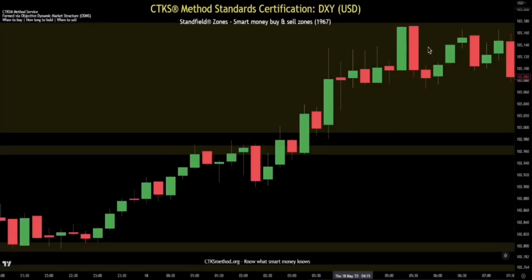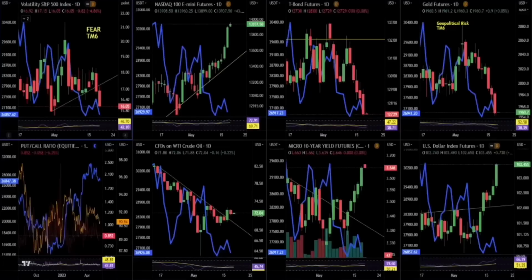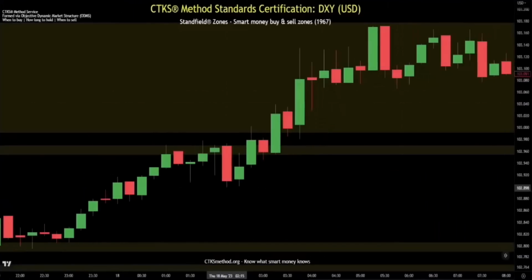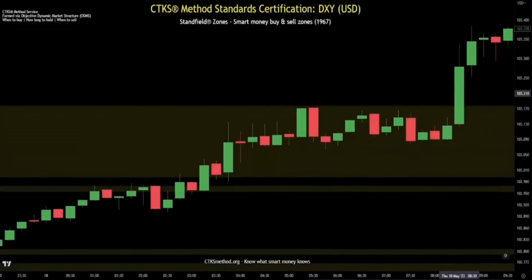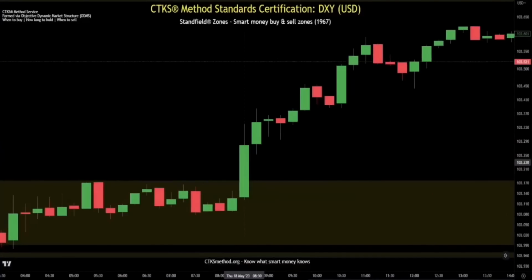So what I did was develop what's called the CTKS method. It's a standards-based process, which means you can learn it, that reveals all these smart money buy and sell levels. The concept is to help people look at the market and say, okay, we're coming up to a heavy sell area for the DXY. I was watching as the DXY broke through this. There's open air above this, and that means it's going to go up rather quickly. And that's exactly what the DXY did.